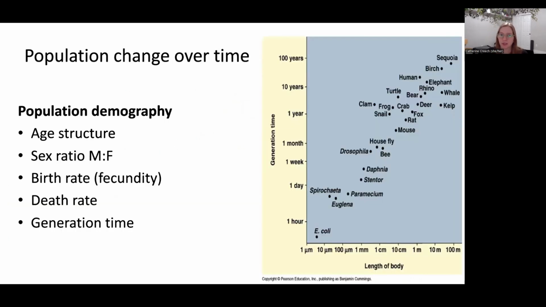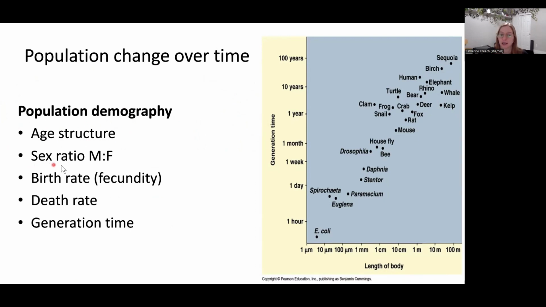When we're tracking populations, we also care about their demography, which is going to be their demographics. And we're going to talk more about that in our next lecture. But particularly, we want to know their age structure. Is your population generally young? Is your population generally old? What is your age structure?